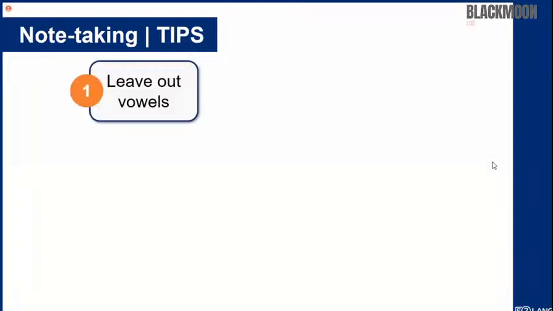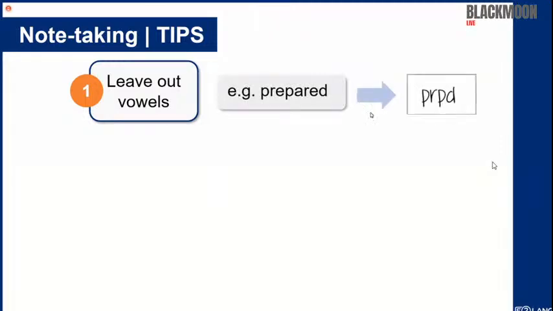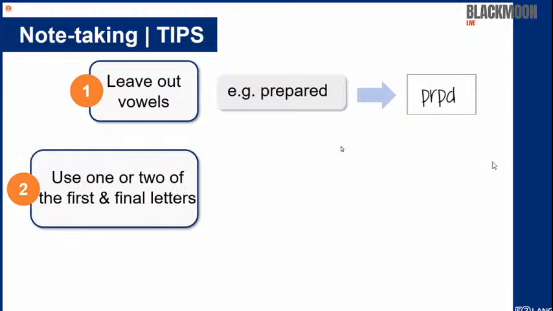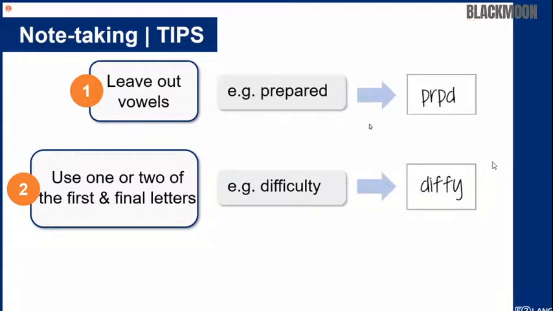Okay, so one way of making abbreviations is to leave out vowels. So if you have a word like prepared, you could just write PRPD and you would still be able to sort of make out what the word means. So I do this a lot, leave the vowels out. Another thing you can do, number 2, is use one or two of the first and final letters. So if it's a word like difficulty, I'd write something like diffy or diff.